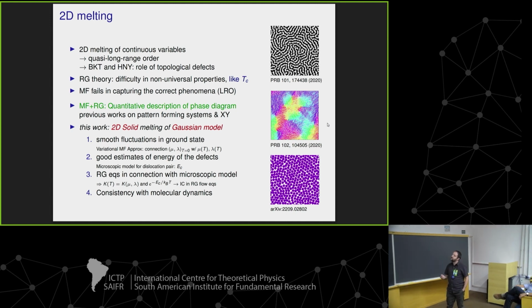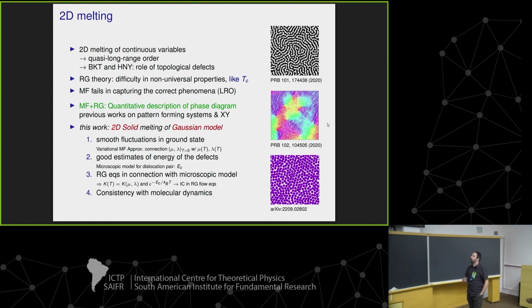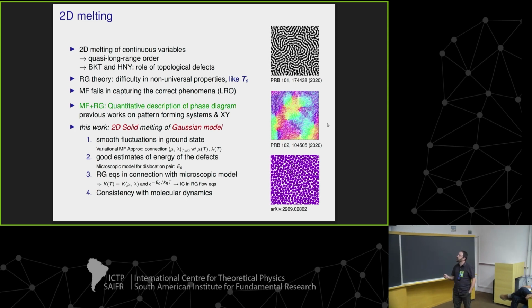So the program of the work is to treat smooth fluctuations in the ground states using a self-consistent harmonic approximation, a mean field type approximation, where we can obtain the elastic properties as a function of temperature, make good estimates of the energy of the defects, and with that, we can plug both of these into the renormalization group equations and describe the phase transition and the critical temperature more properly. And we check the consistency of these results with the numerical simulations.